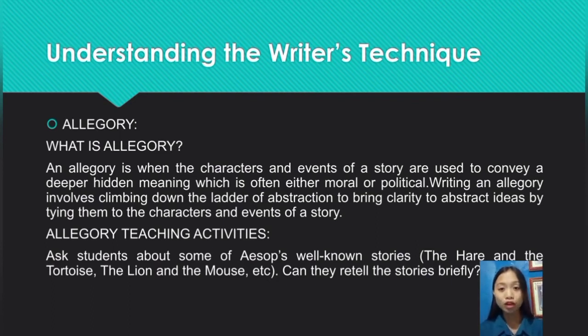So, what's an example of an activity? We can ask students about some of Aesop's well-known stories, for example, the hare and the tortoise, the lion and the mouse. Can they retell the stories briefly? Then ask the students to discuss in smaller groups what they think the hidden meaning of each fable is. So that's an example of an activity in allegory.